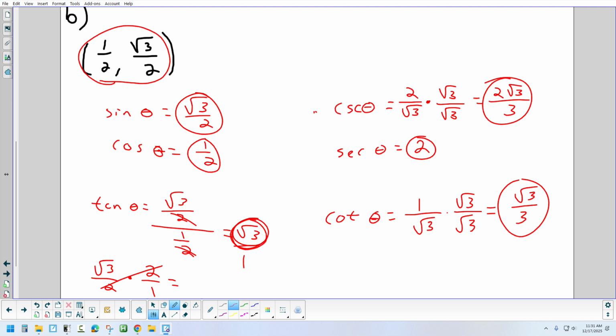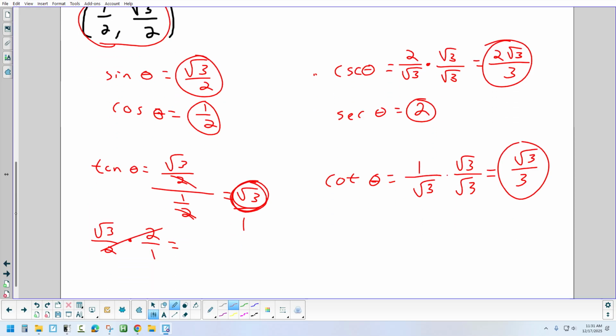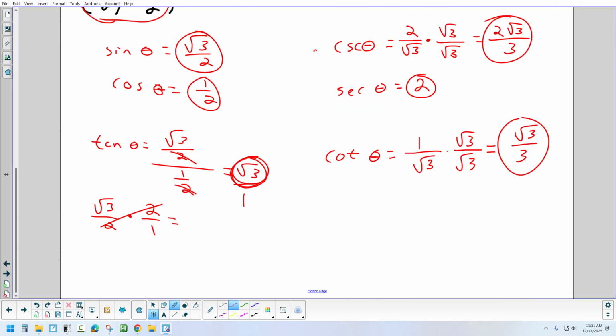What quadrant would 90 degrees be considered? 90 is not in a quadrant. You would say it's on the y-axis. All right, so that's that one.